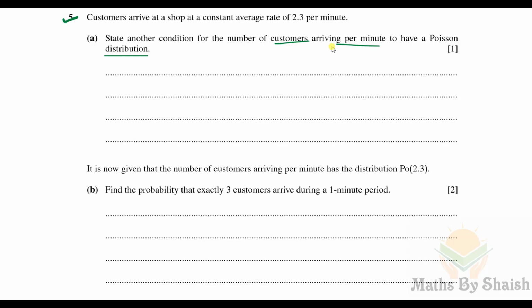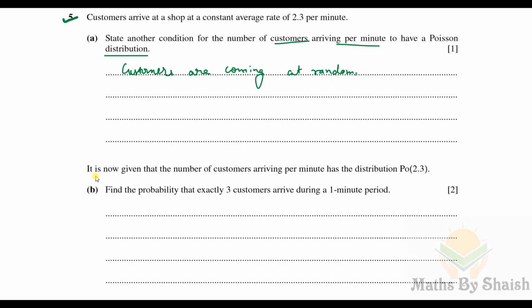So we know that it should be independent, it should be random. So we can say customers are coming at random. We can include anything, or we can say they are coming independently of each other, or they are coming singly, because in the Poisson the probability of simultaneous occurrence is 0. So that's it. Let's discuss this one.